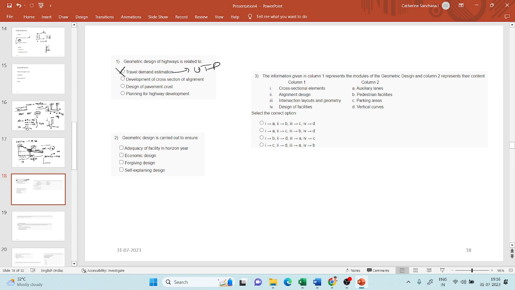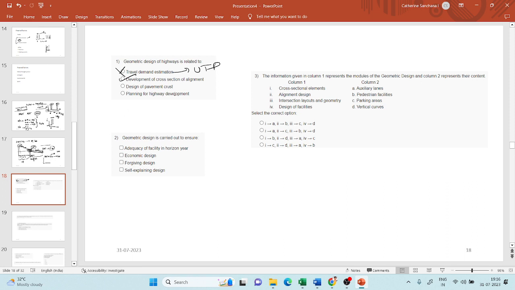Okay, that is what I showed in the first slide. I showed four major divisions, right? So that will come under UTP. Design of cross-section of alignment. Yes, we saw that. We are going to design the physical entities of the pavement. So yes, it is the cross-section.